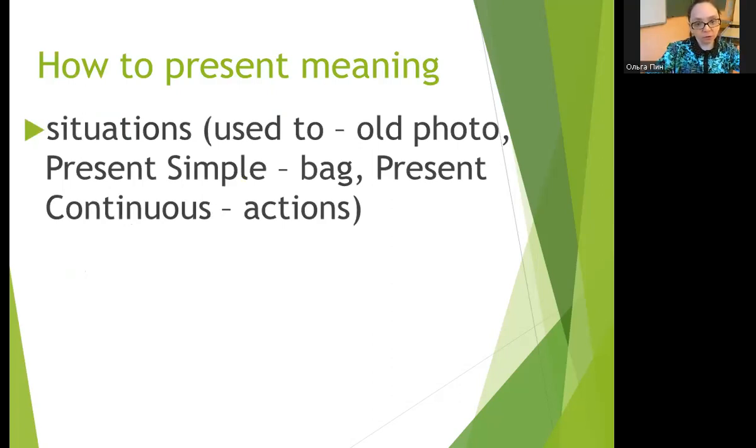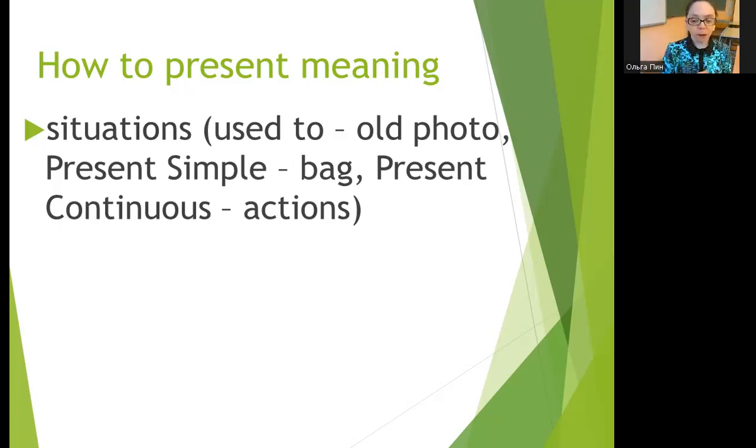So, how do we present the meaning of a new grammatical phenomenon? One of the best tools is a situation. For instance, to present used to, I usually show my students an old photo of myself and ask them to compare. And then we compare. I help them to form sentences with used to, like you used to wear a plait. You didn't use to wear glasses, and so on.